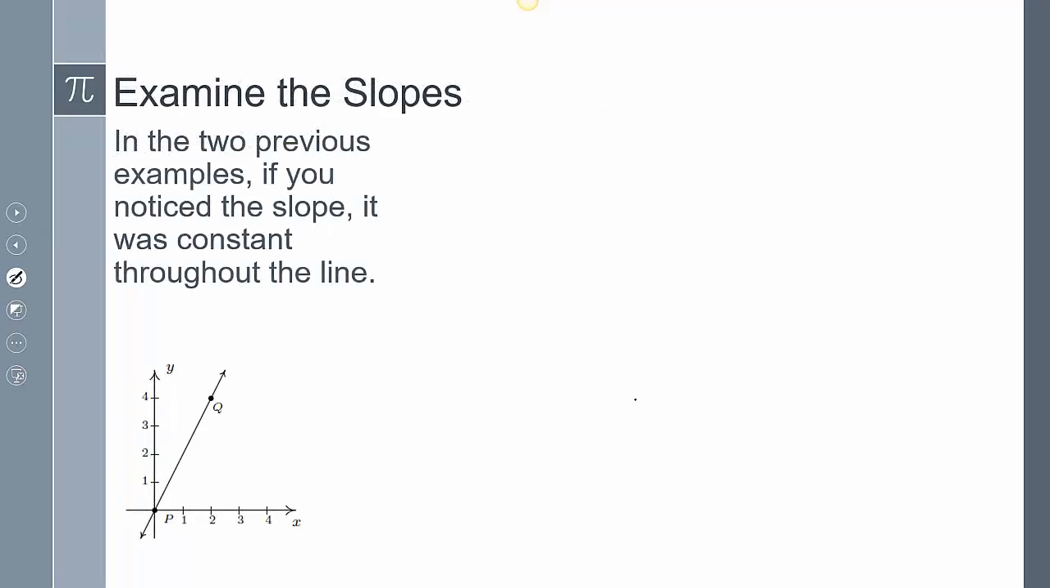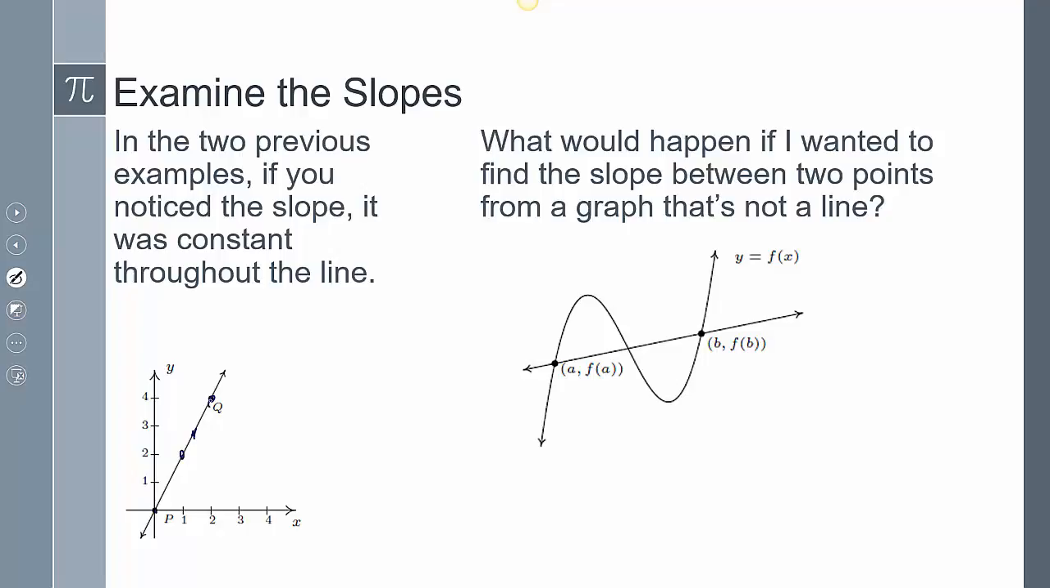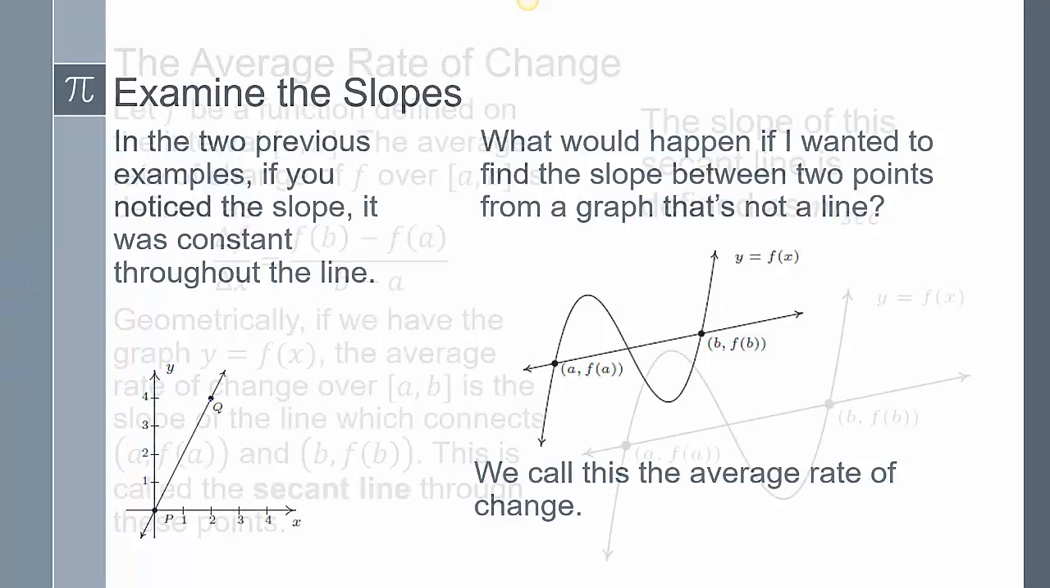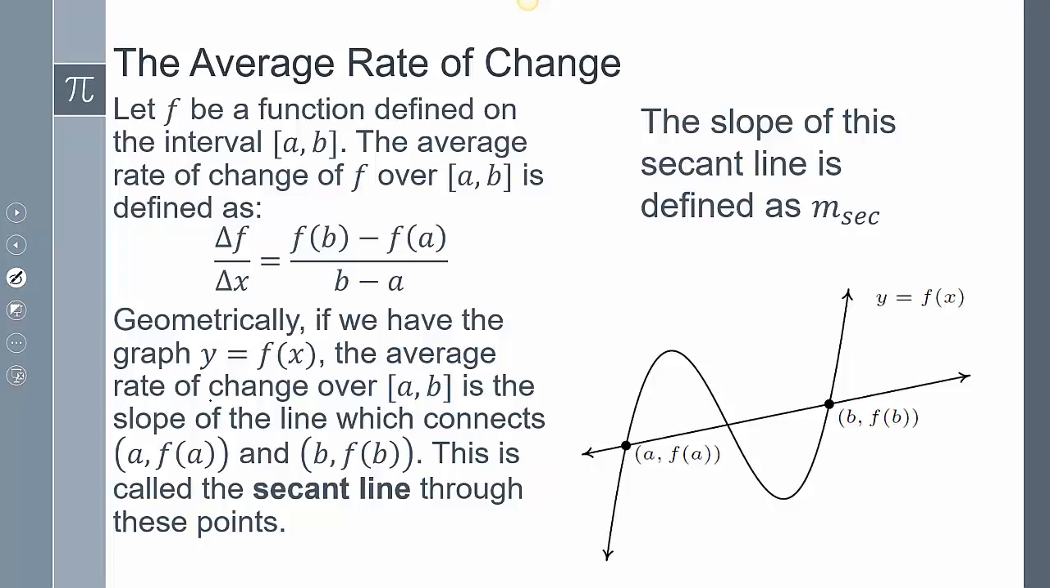Now, one thing that we saw in common with everything we've done so far, examining these lines, is the slope is constant throughout the entire line. If I pick these 2 points, or these 2 points, or these 2 points, I can pick a series of points here, and my slope's always going to be the same. Now, what if I wanted to find the slope between 2 points on a graph that's not a line? If I want to find the slope of a graph that's not a line, we call this the average rate of change. So defining the average rate of change, we're going to say let f be a function defined on the interval AB.